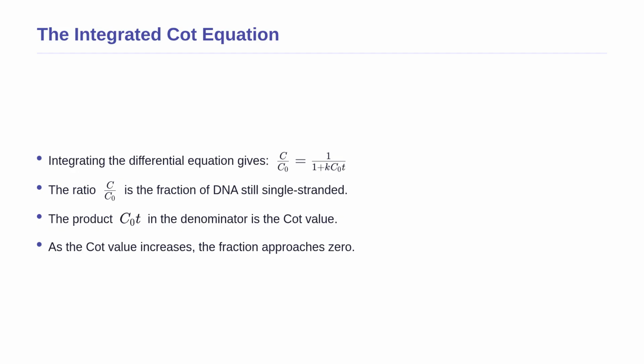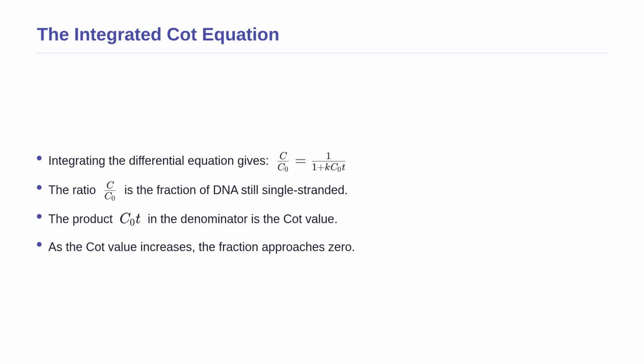While that differential equation captures the moment-to-moment speed, we need a different form to plot our experimental data. By integrating the differential equation from time 0 to time t, we get an equation that directly relates the fraction of remaining single-stranded DNA to the C0T value. The ratio C over C naught is exactly what we plot on the vertical axis. The product, C naught times T in the denominator, is the C0T value plotted on the horizontal axis.